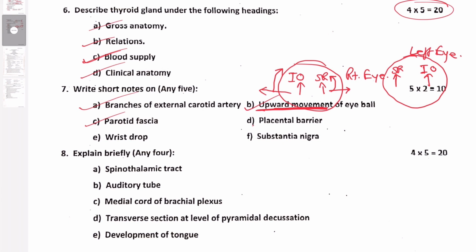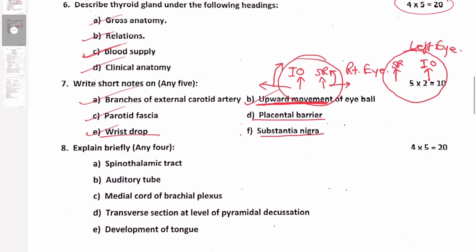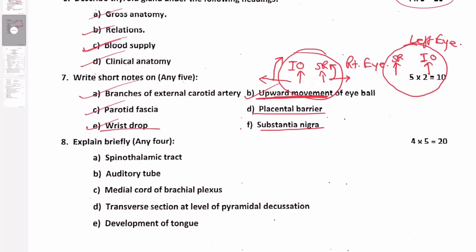Then placental barrier, for this you need to remember the primary, secondary, tertiary villi, especially the tertiary villi. So the structure has to be known. Wrist drop, of course, when you talk about wrist drop, it is the injury to radial nerve above the elbow. Substantia nigra, of course, this is very important. The coloring pigmentation found in the crus cerebri of the midbrain. This area, if it gets degenerated, may be responsible for the disease called Parkinsonism.